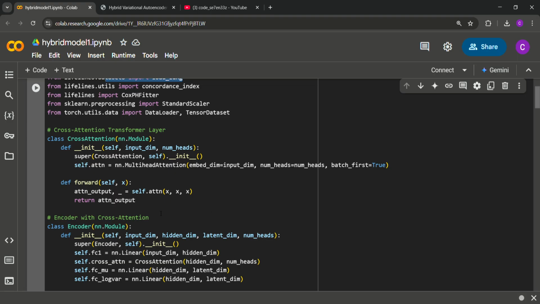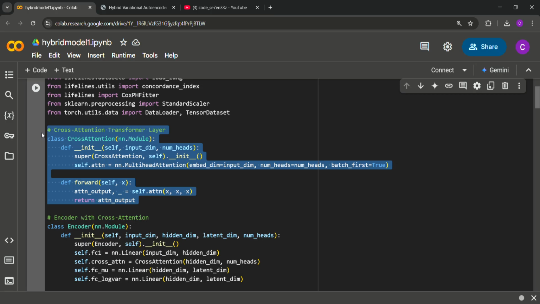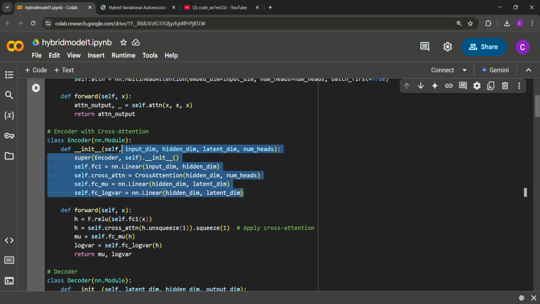Cross-attention transfer layer. What is cross-attention? This layer enables the model to focus on different parts of the input representation, enhancing the encoder's ability to capture dependencies. Encoder with cross-attention. How does this work? The input passes through a fully connected layer, FC1. Cross-attention is applied. We generate the mean, mu, and log variance, logvar, for the latent space representation.